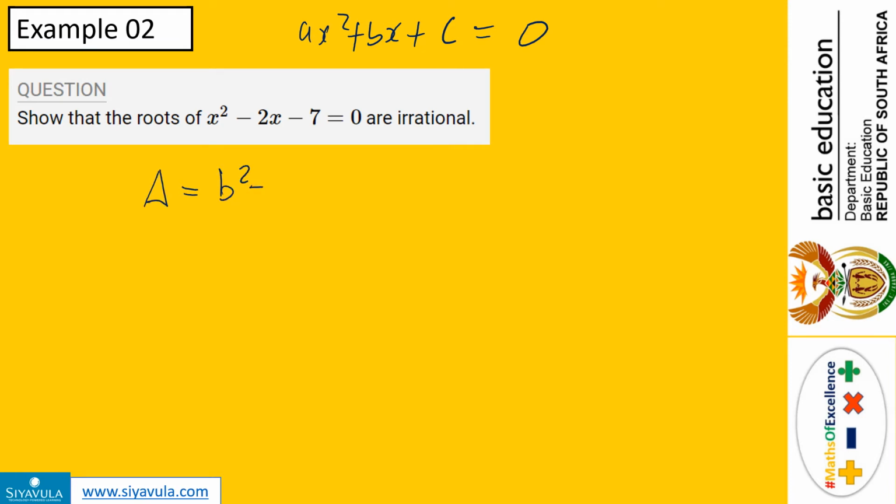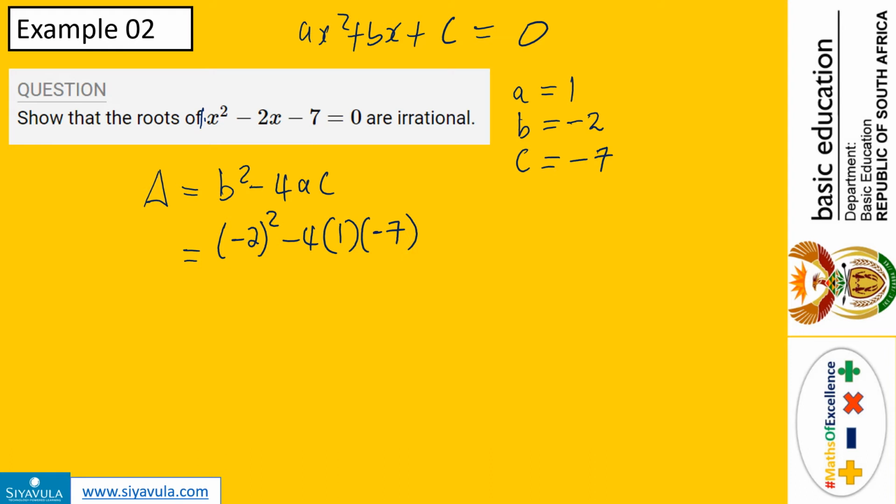The formula is b squared minus 4ac. Let me just quickly write down these values here so that we cannot make any mistake. My a is the coefficient of x squared, and the number behind x squared is 1. My b is the coefficient of x, the number behind x is -2. My c is the constant, which is -7. So with my b, I'm going to put -2 squared minus 4, my a is 1, my c is -7.